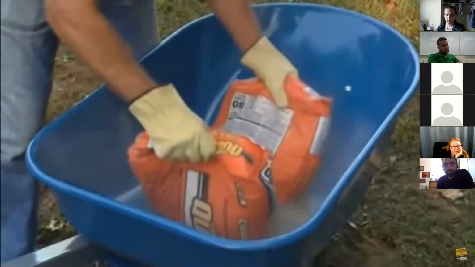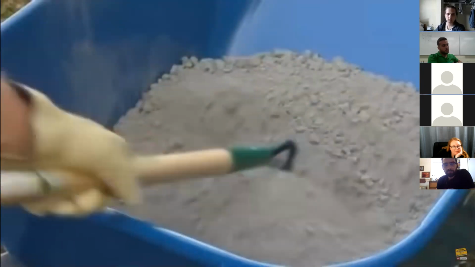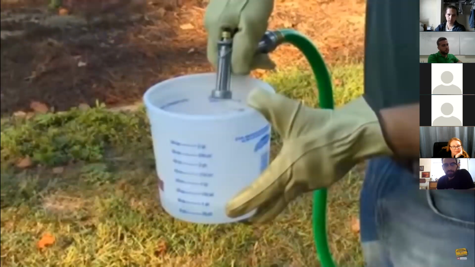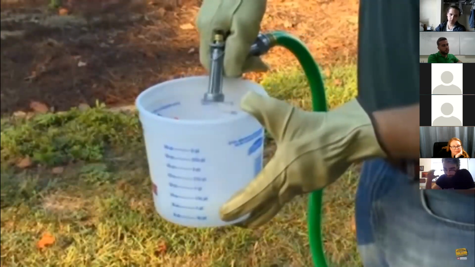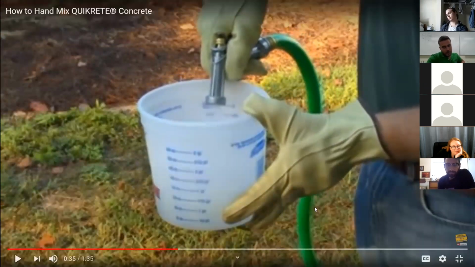When hand mixing concrete, empty the mix into a mortar tub or wheelbarrow, and then form a depression in the middle of the mix. Measure the recommended water amount. Each 80-pound bag of concrete mix will require about 3 quarts of water. I don't have the measurement, but I know this is 1 gallon. So I go 3/4 of this 1 gallon, and I usually get a 3-4 inch slump.